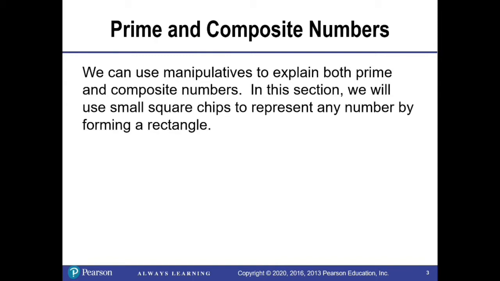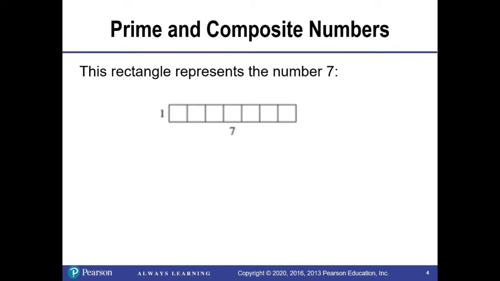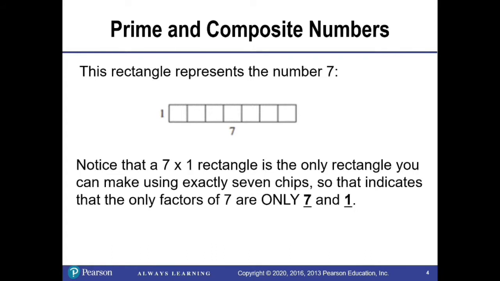numbers. So in this section, we'll use small square chips that we put together to form a rectangle, and these rectangles will represent our number. For instance, this rectangle represents the number 7. Notice that there are 7 small squares in one row. Now, a 7 by 1 rectangle is the only rectangle that we can make using exactly 7 chips. That tells me that the only factors of 7 are 7 and 1.